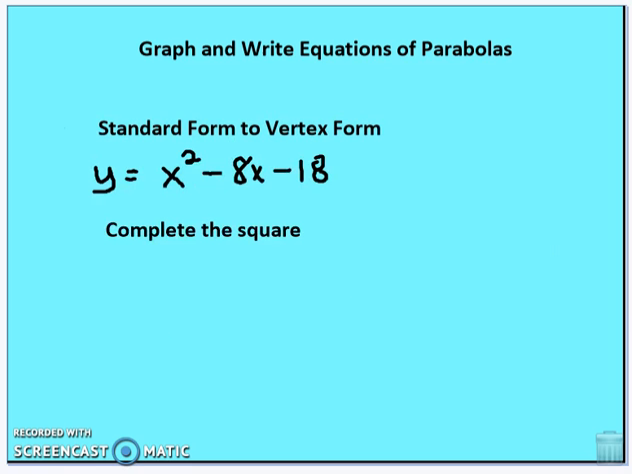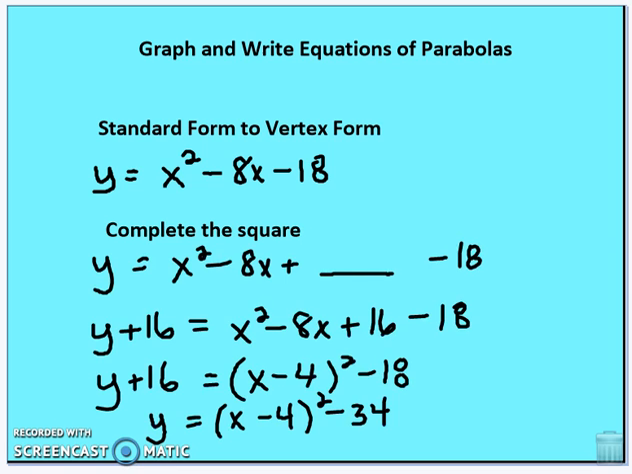All right, so we're going to complete the square to convert from standard form to vertex form. I'm going to move the negative 18 to the side. I'm going to find my c value, which is 16. I'm going to add 16 to both sides. I'm going to simplify the right side, and now I end up with y is equal to x minus 4 squared minus 34.